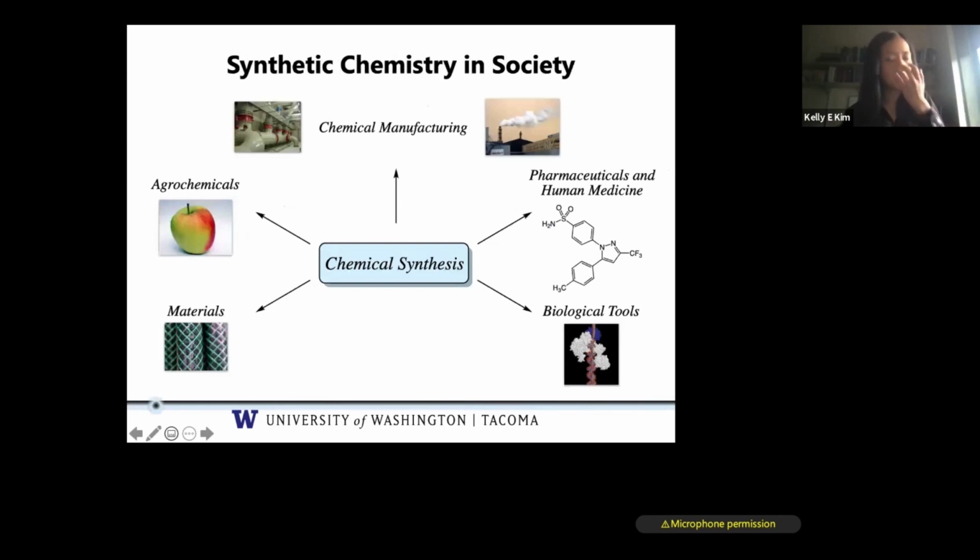And so really this makes up a really important skill that we have in our modern society, from preparing materials to agrochemicals and commodity chemicals to creating new medicines and pharmaceuticals, as well as tools to help us study biology and really understand what goes on, the chemistry of life. So it's really this idea that drives the research that goes on in my lab at UW Tacoma.